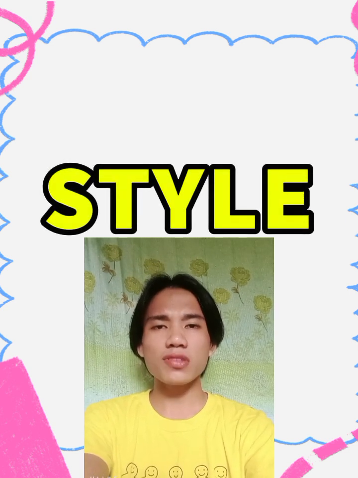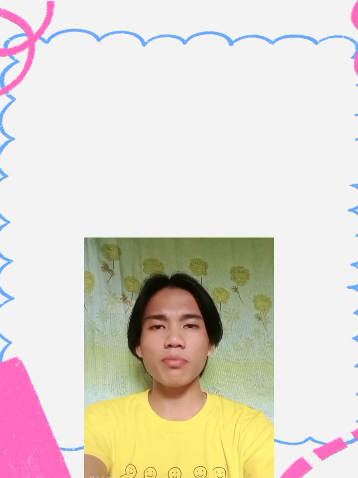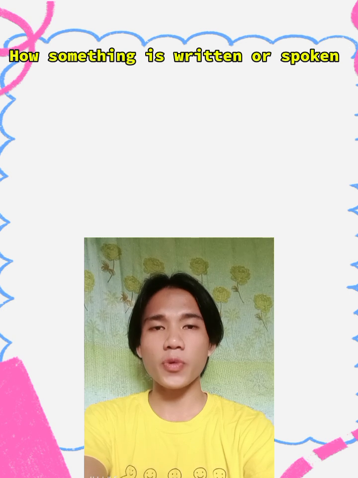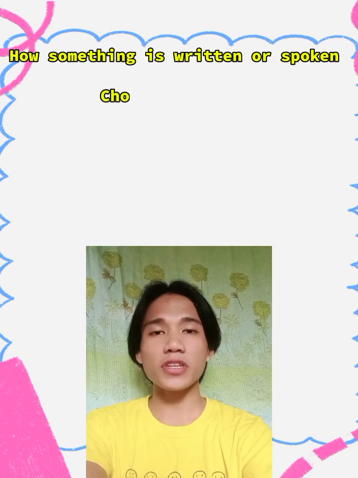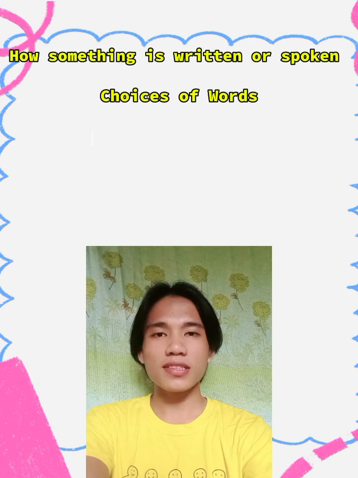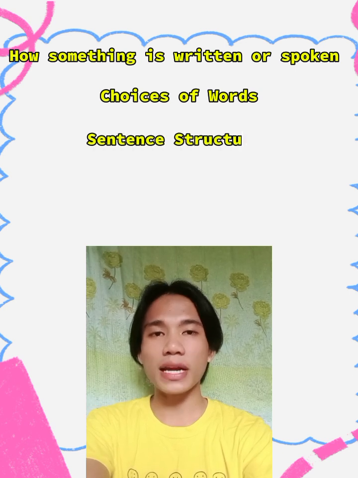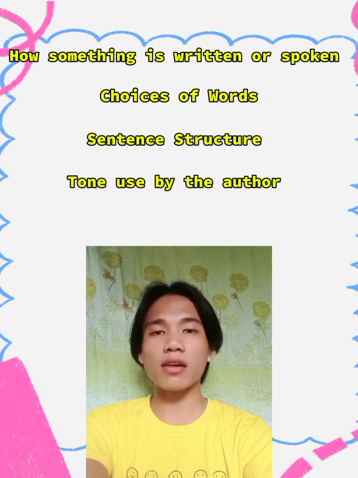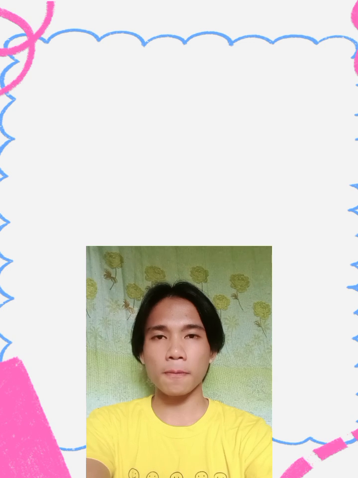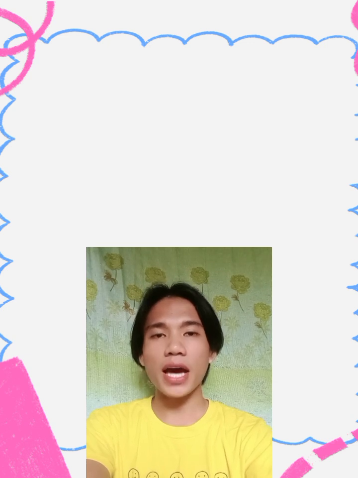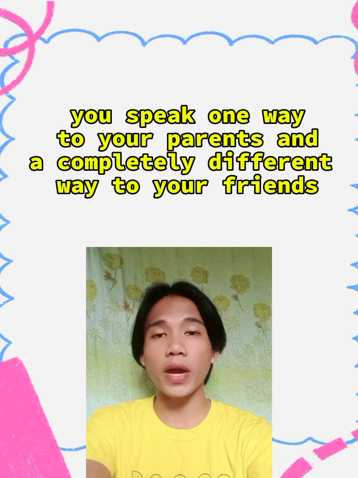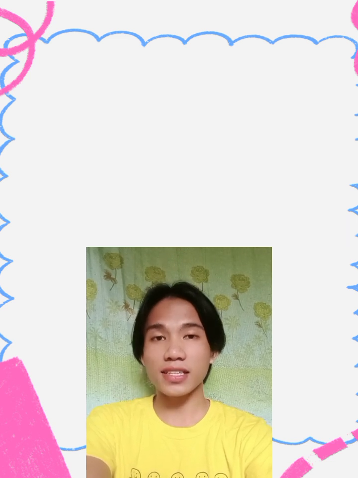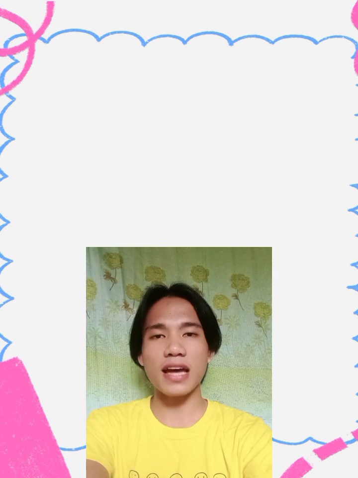Now, when we say style, what we mean is how something is written or spoken. It refers to the specific choices of words, sentence structures, or even the tone used by a writer or speaker. For example, you speak one way to your parents and a completely different way to your friends. Right? So that's an example of different styles.